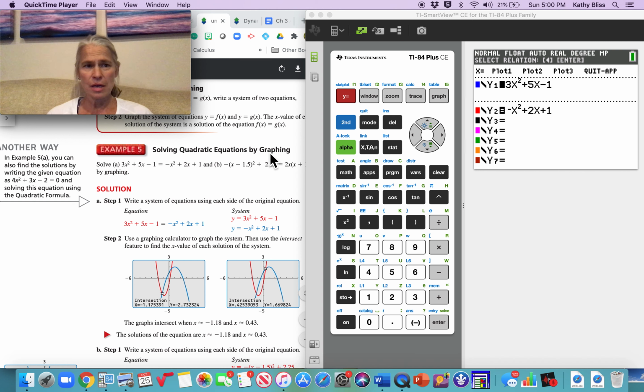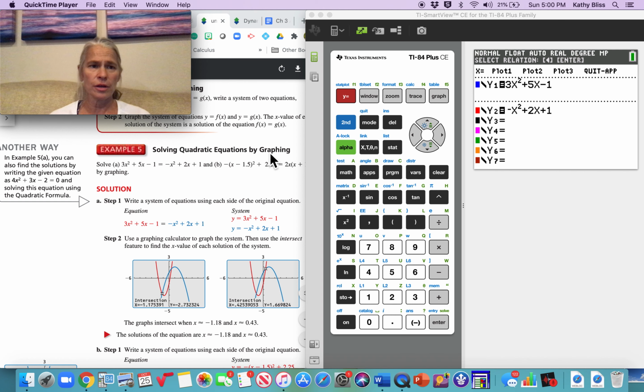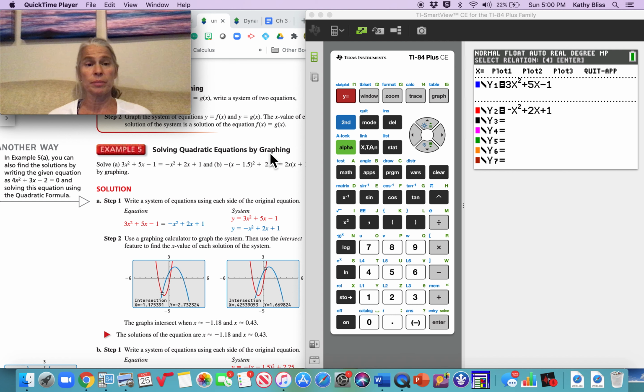using your graphing calculator. So, I'm looking at example 5 here in your textbook, and we've got two equations that say 3x squared plus 5x minus 1 equals x squared plus 2x plus 1. So neither one of them is equal to y, but they are equal to each other. So if we set them both equal to y, then we can say that y1 and y2 equal one another. So I've put these into the calculator, and I'm going to look at the graph and figure out where the intersection points are, because that's the point where the two graphs are equivalent. Okay.